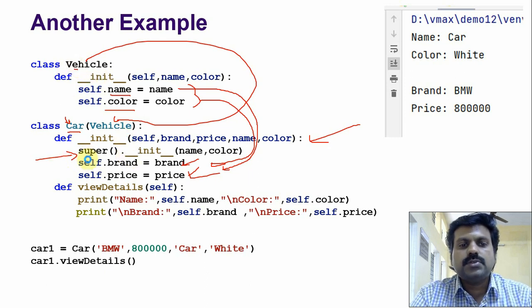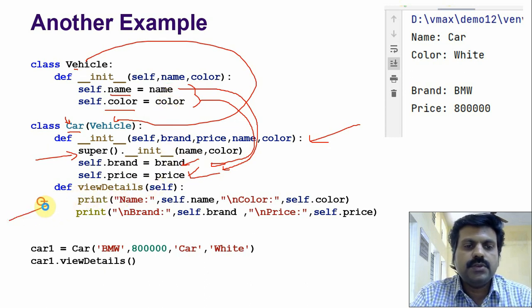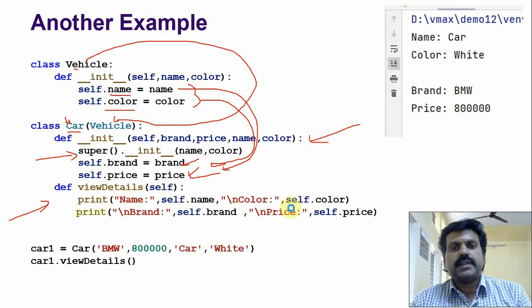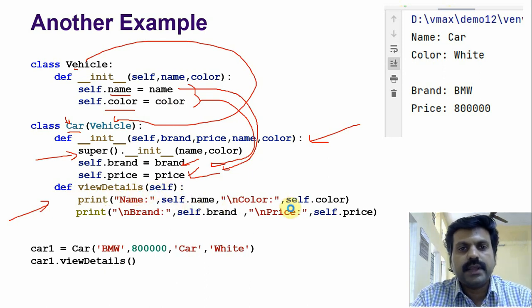Okay, so this super function is used to call the super class constructor, where we can pass this name and color to that particular constructor so it will be initialized. And to demonstrate, I have used one view details function. This will display all the details like name, color, brand name and price. So now, how to use this inheritance, right?